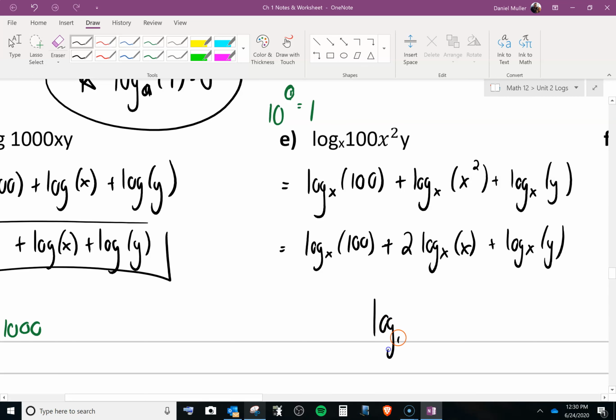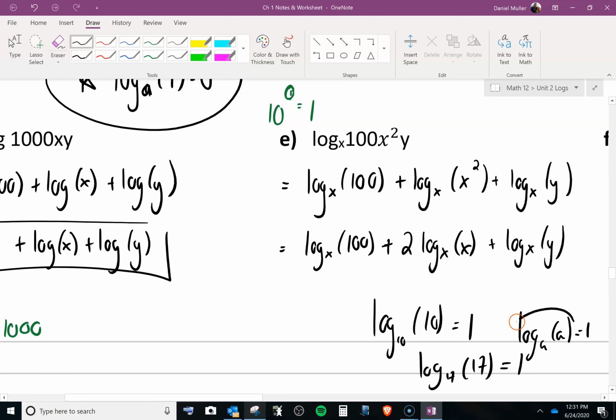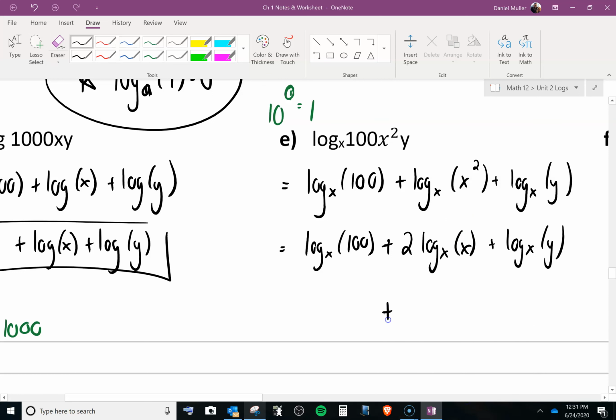Remember how I said here log base 10 of 10. 10 to the what gets me 10? Well, just 1. Log of 17, 17. So 17 to the what gets me 17? Well, 17 to the power of 1 does. And that's when we wrote log base a of a is always 1. So this is just a 1, which means this, x to the what gets me x, well, just a 1. So this is actually a 2 times a 1.